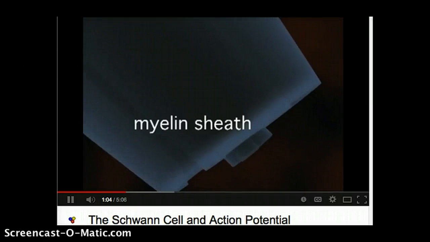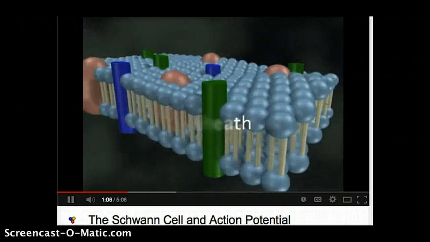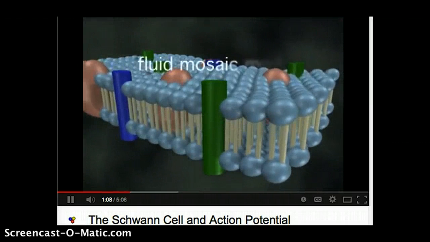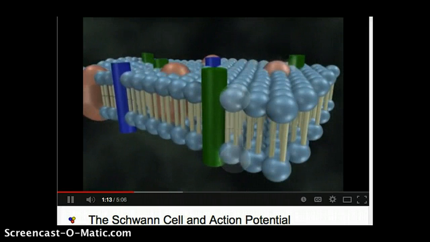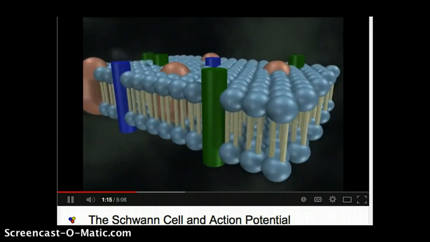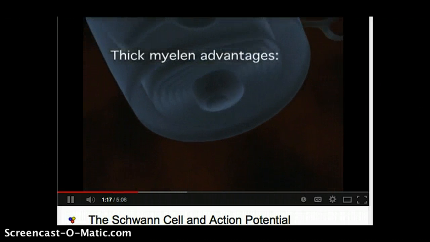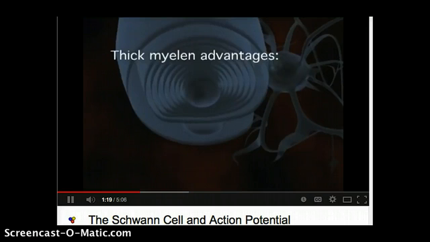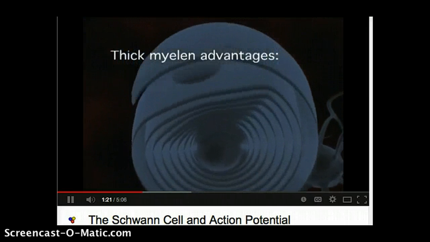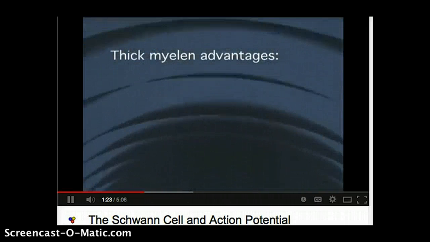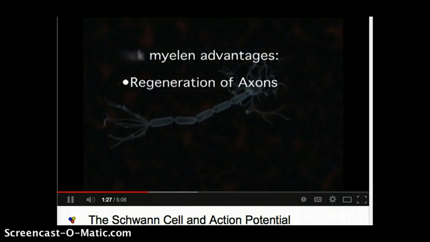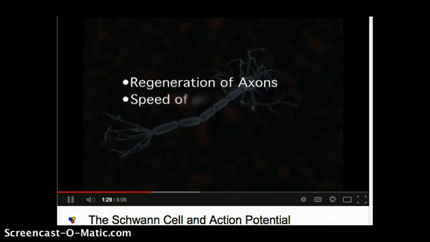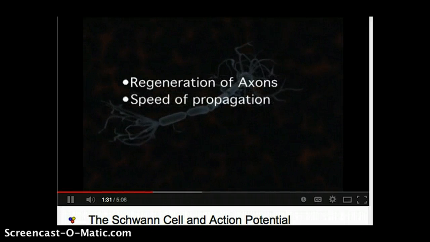This inner wrapping is called the myelin sheath. You will recall that the cell membrane, called the fluid mosaic model, is made up of a bilayer of lipids integrated with proteins. The thicker the myelin, in other words, the more layers of cell membrane making up the myelin, the more advantageous it is to the axon. One advantage is the regeneration of severed axons. Another advantage is an increase in the speed of the propagation of the action potential along the axon.